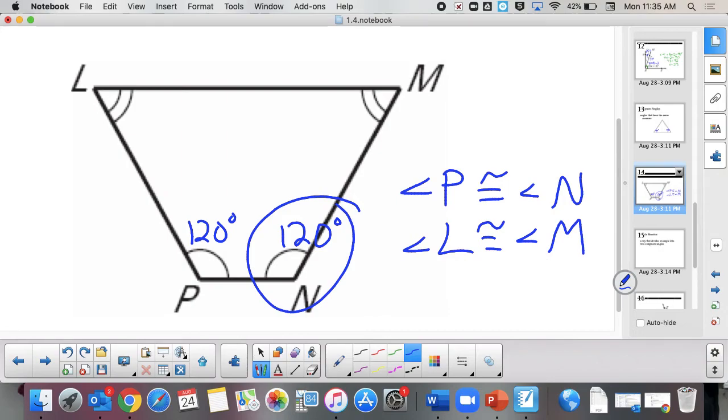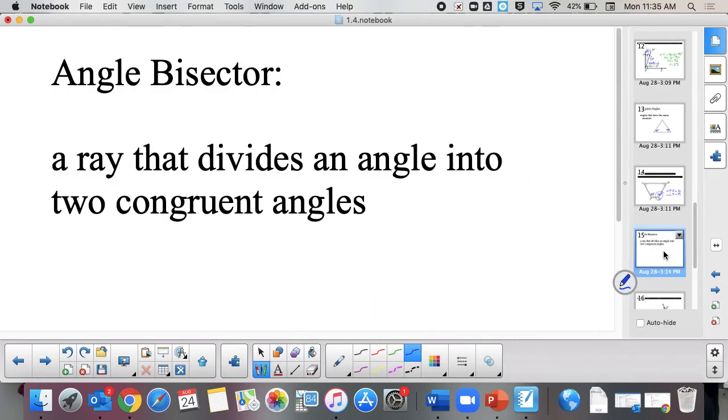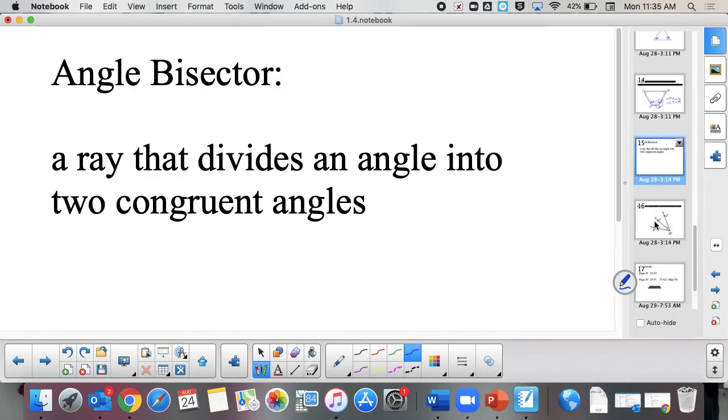Last idea of the day then is the idea of what they call an angle bisector. To bisect something means you are going to cut it in half. To be an angle bisector then, you are going to divide an angle into two congruent parts. So an angle bisector is a ray that divides an angle into two congruent angles. Which brings us to our last problem.